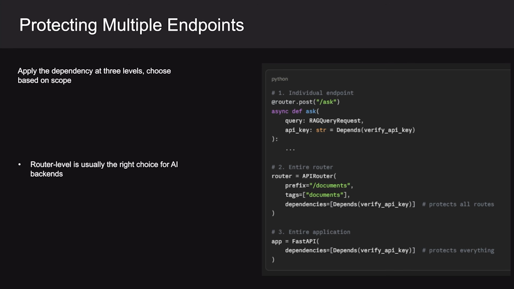For Karan's RAG-API, router level protection is usually the right call. His documents, ask and sessions routers all need auth. His health check endpoint probably doesn't. Router level gives him that granularity cleanly.